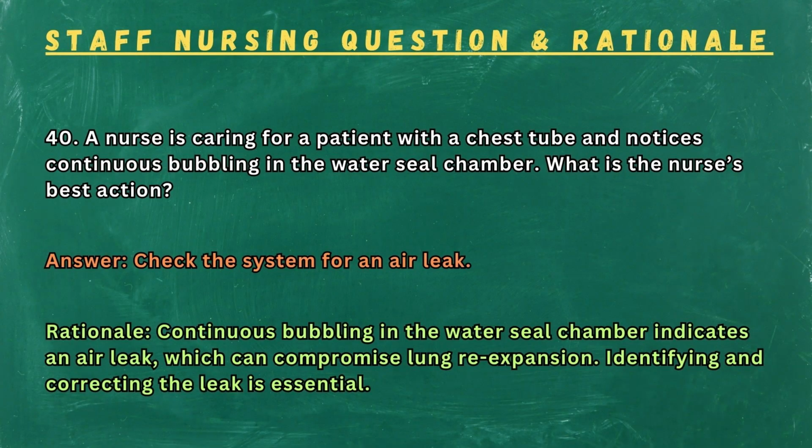40. A nurse is caring for a patient with a chest tube and notices continuous bubbling in the water seal chamber. What is the nurse's best action? Answer: check the system for an air leak. Rationale: continuous bubbling in the water seal chamber indicates an air leak, which can compromise lung re-expansion. Identifying and correcting the leak is essential.